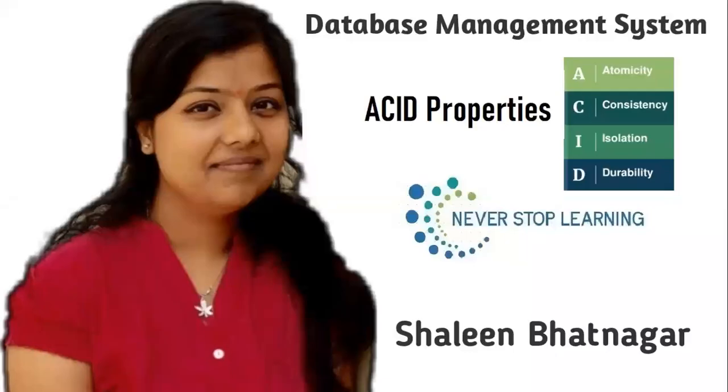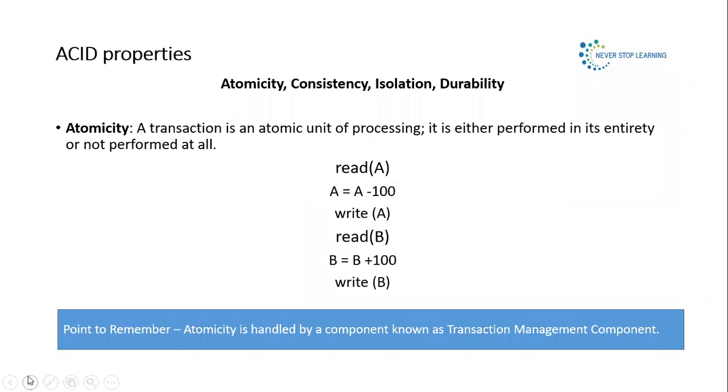Hello everyone. In the series of learning database management system, our today's topic is ACID properties. These properties are also known as properties of transaction. So let's understand why we need them. Basically, to ensure integrity of the data, we require that the database system maintain these following properties of transaction.